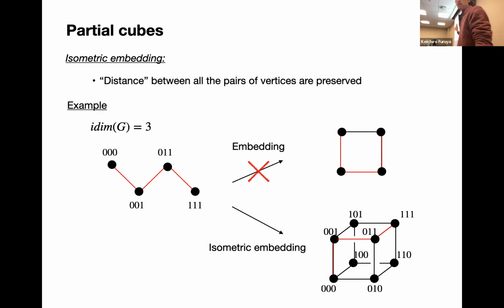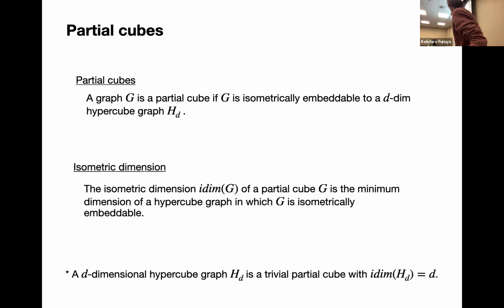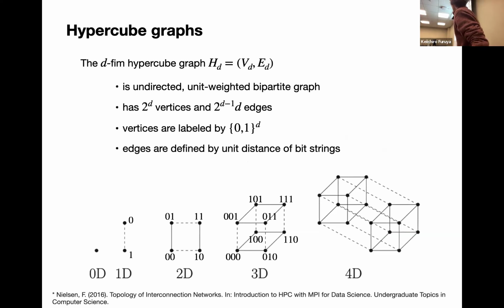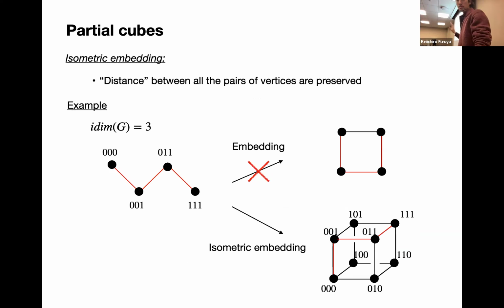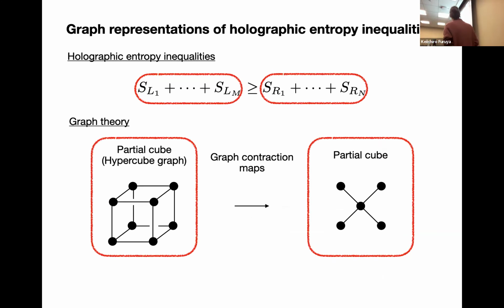Okay, so this is the definition of partial cube, and the hypercube is a special case of the partial cube, because its isometric dimension matches whatever dimension it has. So the partial cube is a more general concept compared to the hypercube. I've just given the definition of these two objects. Now I'm going to tell you how these two objects are related to two objects in the inequality.